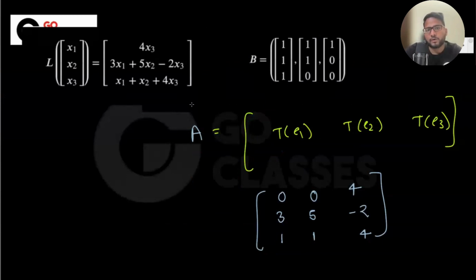See, you need to put as 100. Okay. If you put 100, I think x1 is 1. So this is 1. This is 1. So I think 3 and 1. If x2 is 1, then 5 and 1. Okay. If x3 is 1, then 4 minus 2 and 4. So I think this is correct. Okay. So this is a standard matrix corresponding to this transformation.